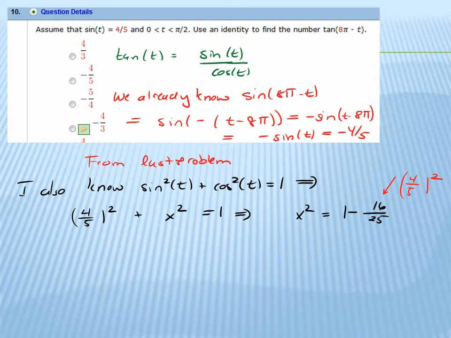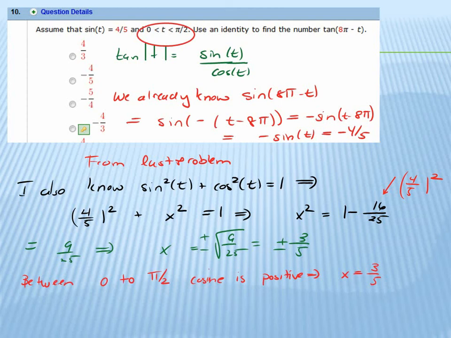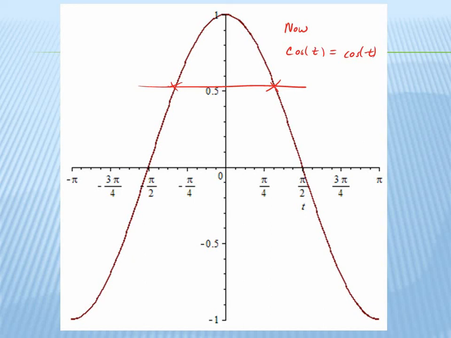It turns out that that's 4/5 squared. I just wanted to show you the details. And you can solve for x, and I get a plus and minus. But between 0 and pi over 2, the cosine is positive. It's the x value. So I only keep the positive, x equals 3/5. So now I have the sine and the cosine.